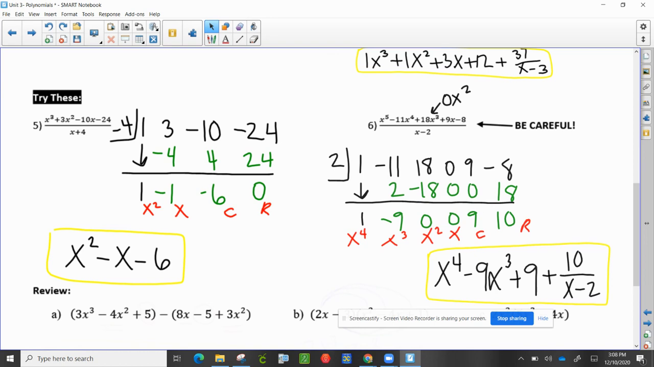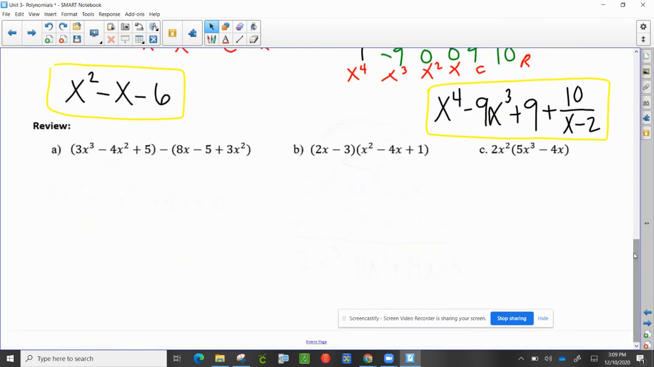Okay, here's all of your work. So we were missing the 0x squared. Okay, so if you see, I put that in as a placeholder of 0. And then I went and did all my synthetic division. So check your answer compared to mine. But I got the remainder of 10. Now, if it says 0, you can put 0x squared plus 0x, but you don't have to. So that's why my answer just goes x to the 4th minus 9x cubed plus 9, and then plus the remainder over your divisor, x minus 2.